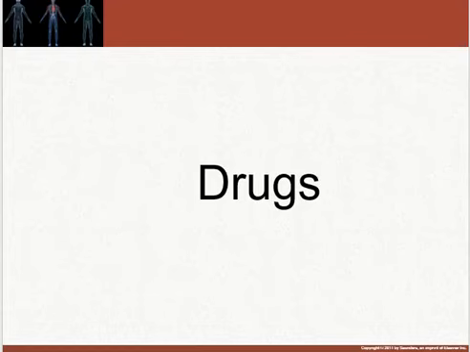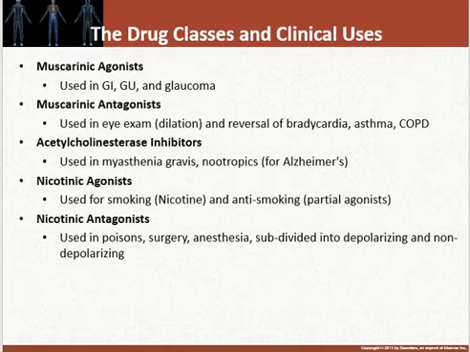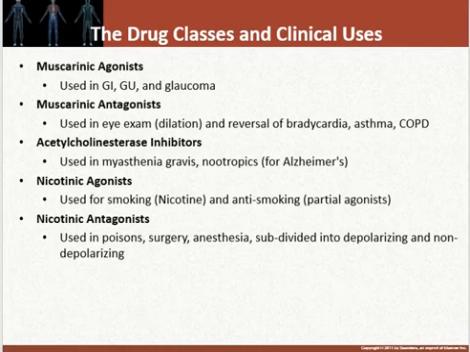So now we're going to discuss some of the drugs that can be used to modulate some of this cholinergic activity. Here's a nice little summary chart of the drug classes and the clinical uses. Muscarinic agonists, typically we see them used in diseases of the GI or the GU system, as well as topically for glaucoma. The muscarinic antagonists, we see them used in the eye exam. We can also see them used systemically for the reversal of bradycardia, for the treatment of asthma or COPD.